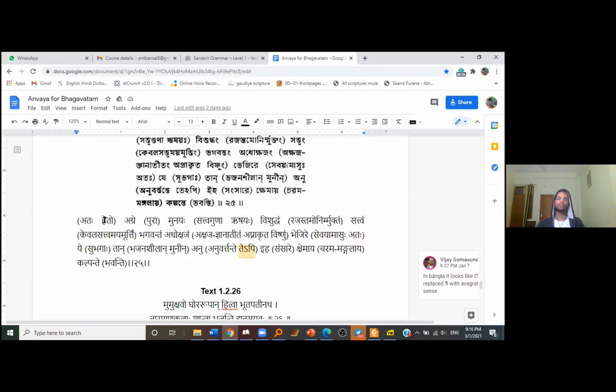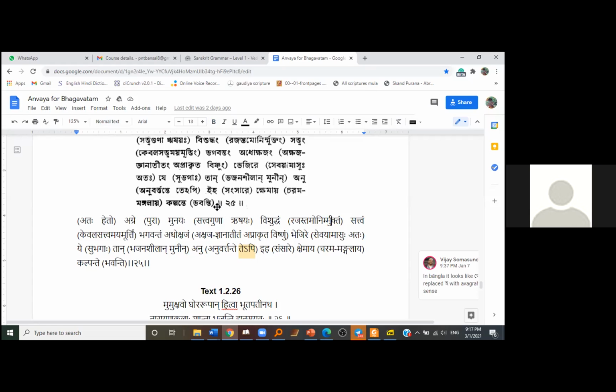So therefore, agre, like before, pura, which could be in the former time, ancient times. So the rishis, the munis, who were in satoguna. I was discussing with Vijay Prabhu that because they have mentioned specifically sattva guna rishaya, it means there are also rishis who are like rajoguna rishaya. If there is a specific mention, it must mean that there are also categories of rishis, and we hear from the scriptures that we do have.